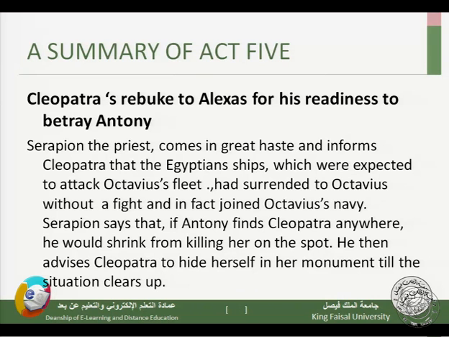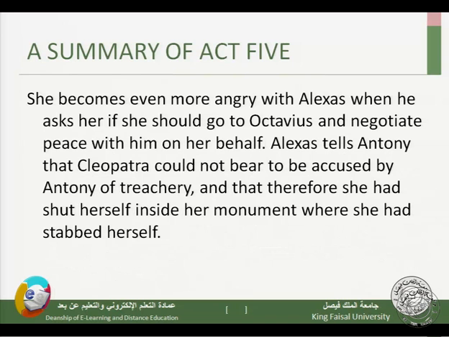So some news reached Antony that Cleopatra might be the reason for this surrender of the Egyptian ships to Octavius. So at this moment he decides to kill Cleopatra. Antony decides to kill Cleopatra because he felt that she is really the main reason for his destruction.